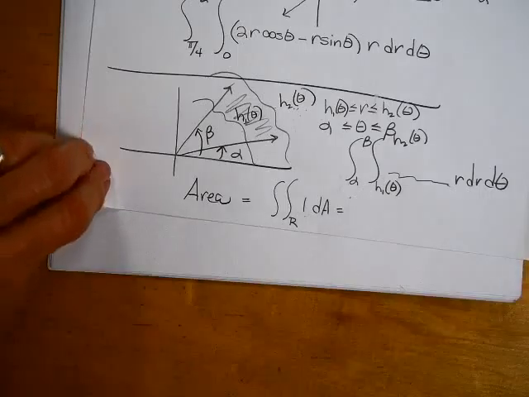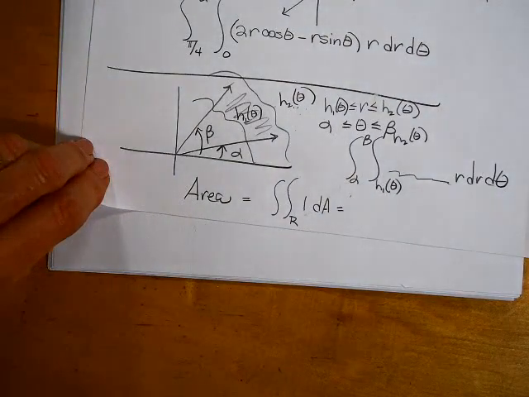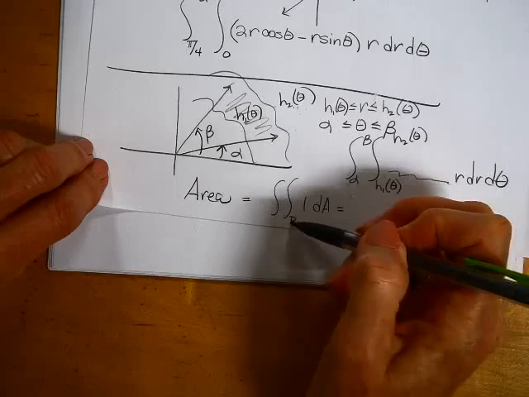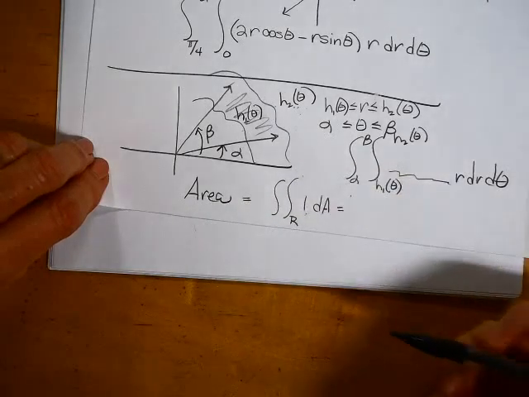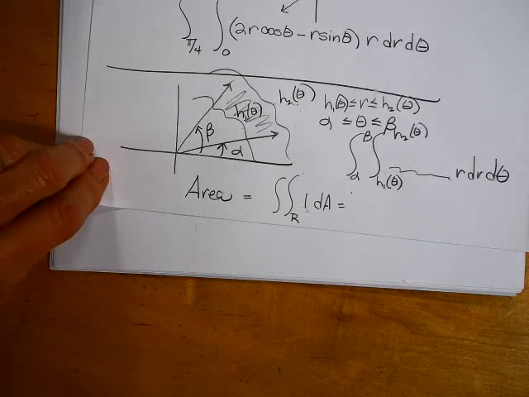I'm just going to show you how to do that. So in polar coordinates, it would just be r, dr, d theta. You still have your limits of integration, but you just put r. 1 times r, which is r. Yes.